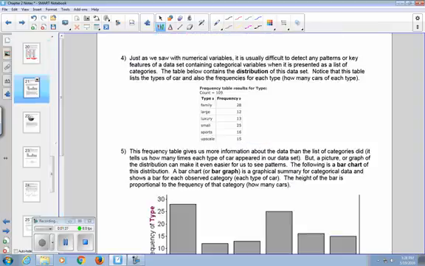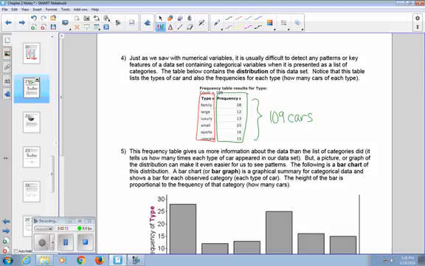And number 4, just as we saw with numerical variables, it's usually difficult to detect any patterns or key features of a data set containing categorical variables when it is presented as a list of categories. The table below contains the distribution of this data set. Notice that this table lists the types of cars and also the frequencies for each type, how many cars of each type. So we've got our categories over here, and over on the right, we've got our frequencies. Notice the total here gives us 109, so we've got the data for all 109 cars.